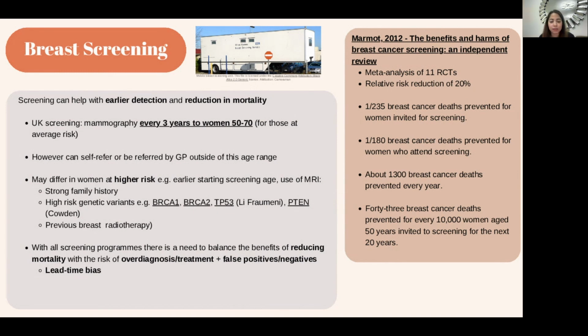So there are some women who have risk factors that would potentially put them at higher risk for breast cancer. If they've got a strong family history, or the BRCA genes that we talked about, or some of these other genes that you can see on the slide, and if they have these risk factors, then they might use MRI in screening rather than a mammogram.